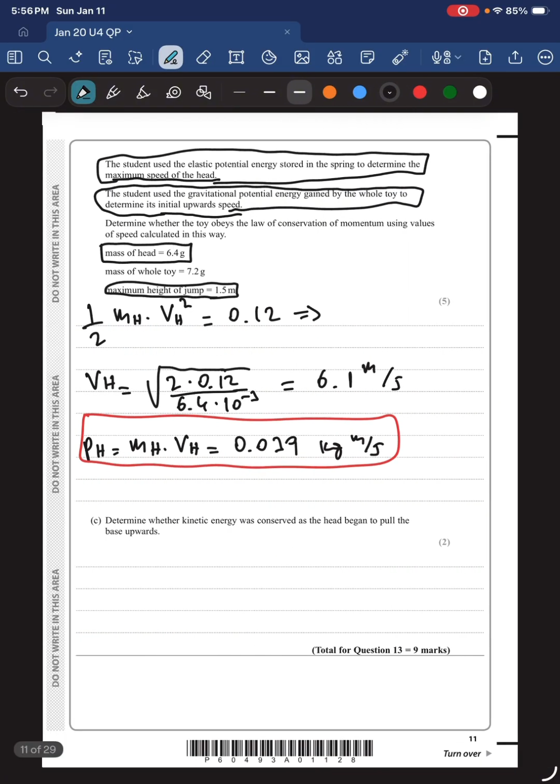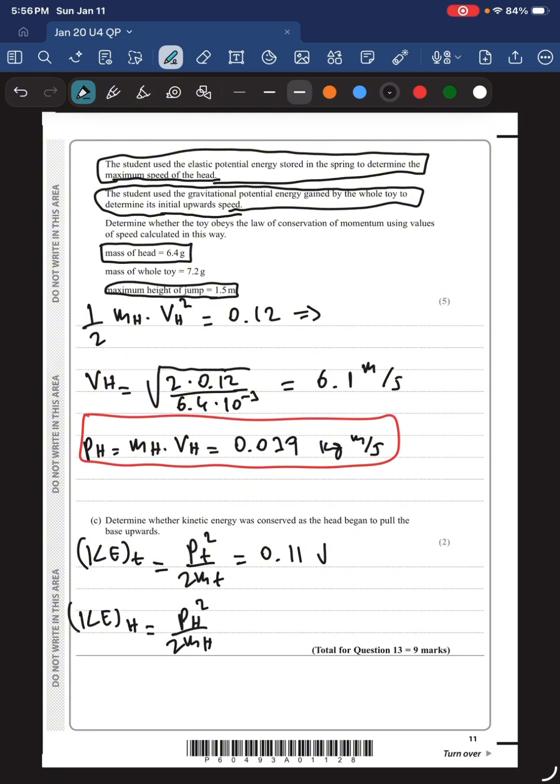And now part C, determine whether the kinetic energy was conserved as the head began to pull the base upwards. So we can calculate the kinetic energy of the toy as p toy squared over 2m toy, right? And this yields 0.11 joules, and this is the kinetic energy after. So the kinetic energy we start with is the kinetic energy of the head, which is P head squared over 2m head, which yields 0.12 joules.